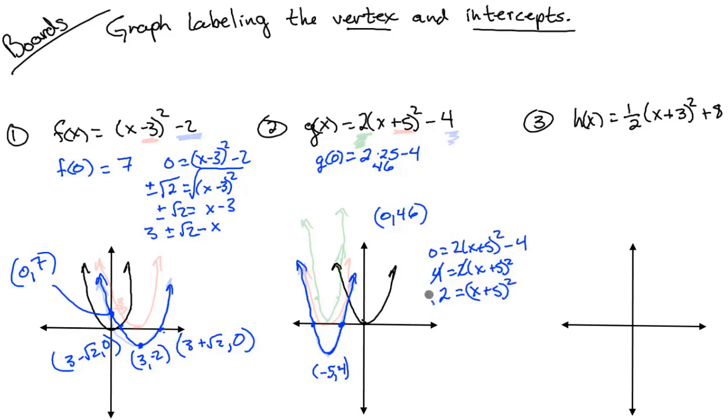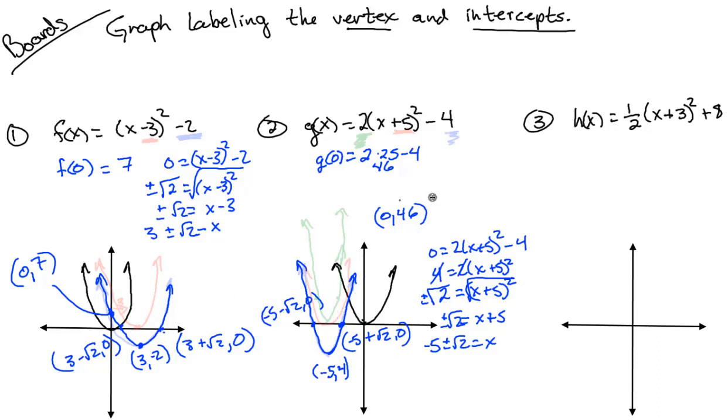Square root both sides. Don't forget that plus and minus. And we get x plus 5 equals plus or minus square root of 2. Subtract 5 from both sides and we get minus 5 plus or minus the square root of 2 equals x. So that guy's negative 5 minus the square root of 2, 0. And the other one, negative 5 plus the square root of 2, 0, are the 2 X-intercepts. Marvelous. Let's try number 3 now.